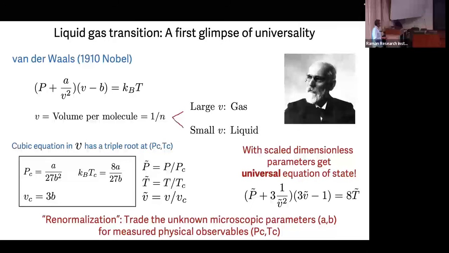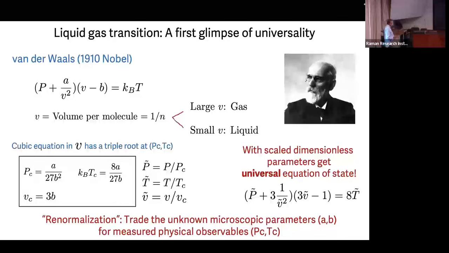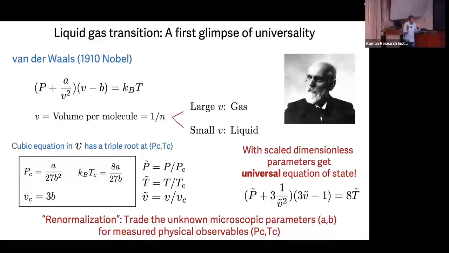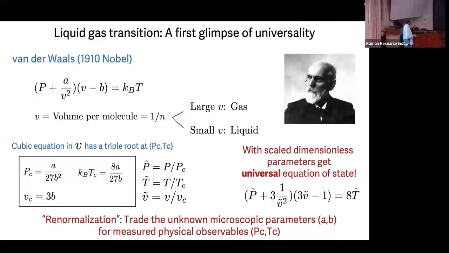then you can recast the equation of state that we have here in terms of something that looks universal. In other words, I have lost information about these microscopic quantities like A and B that I don't know for a given molecule. But I have traded it for quantities that I can actually measure in the lab. So I can trade it for a measured critical pressure, a measured critical temperature. And once I do that, it looks like I have a universal equation of state.